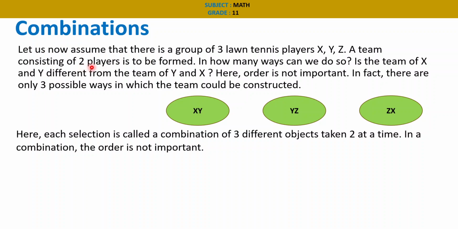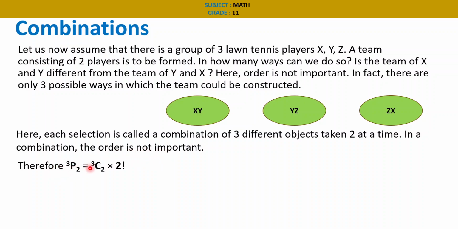A team consisting of 2 players is to be formed. In how many ways can we do so? Is the team of X and Y different from the team of Y and X? No, here order is not important. In fact, there are only 3 possible ways in which the team could be constructed, that is XY, YZ, ZX. Here, each selection is called a combination of 3 different objects taken 2 at a time. In a combination, the order is not important.